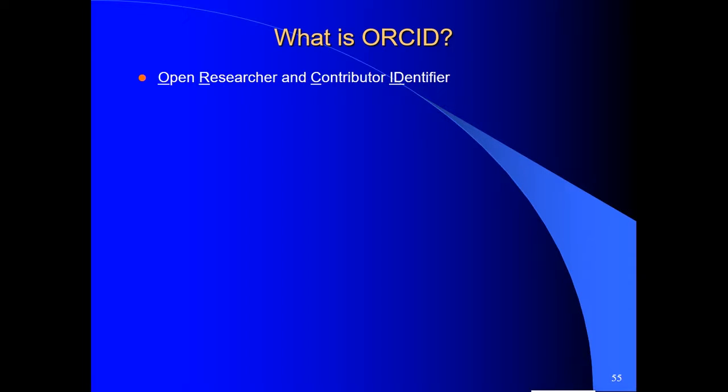So ORCID stands for Open Researcher and Contributor Identifier. What's noteworthy here, the C, contributor, means it's not just for the PI of a research project, it can also be for a graduate student who assists the researcher with cleaning up a data set or with formatting the manuscript or what have you, so a contributor to research. And the other important term here is the open.